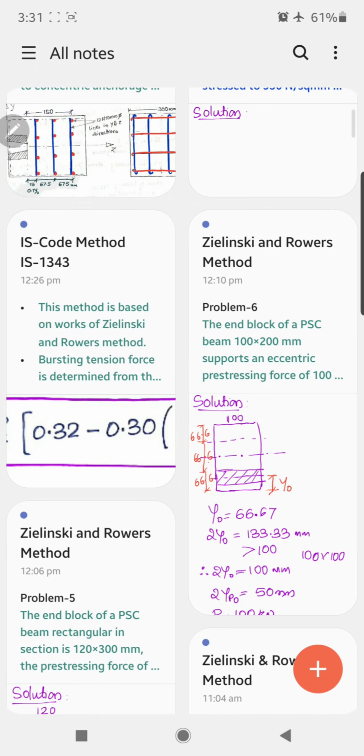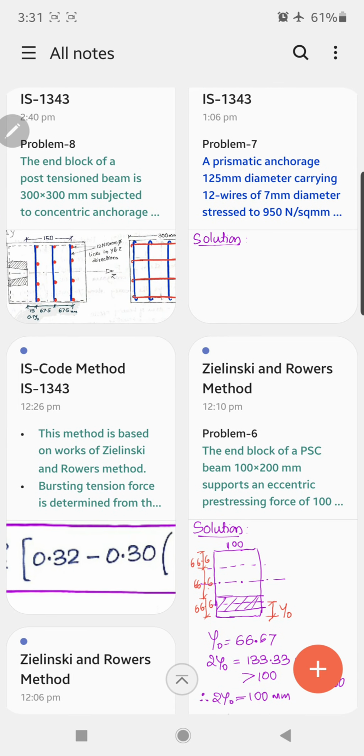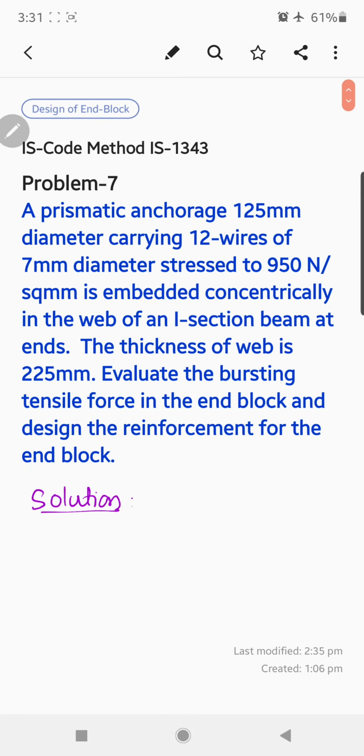Let us solve two problems on the IS-Code method. We are not considering the same problems now. The Zielinski and Rowers method problems have already been solved. Only the FBST equation is different, so you can solve the same problem similarly. Now let us take anchorage zone reinforcement and design it using the IS-Code method. So the first problem: there is an anchorage 125 mm diameter carrying 12 wires of 7 mm diameter. This is the data given. Now we have to solve this problem using the IS-Code method.